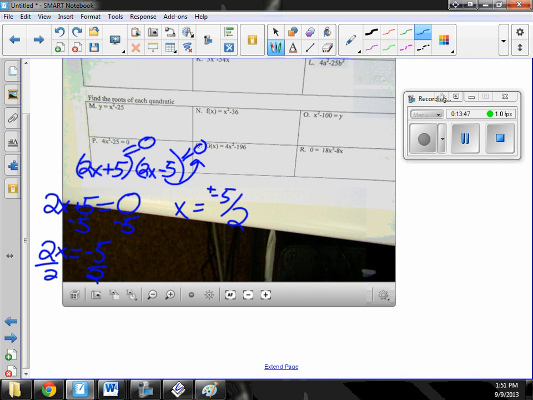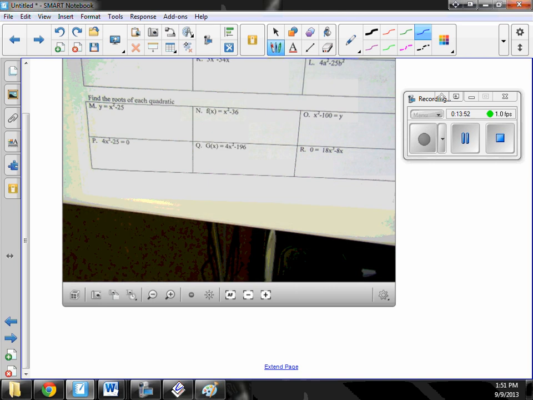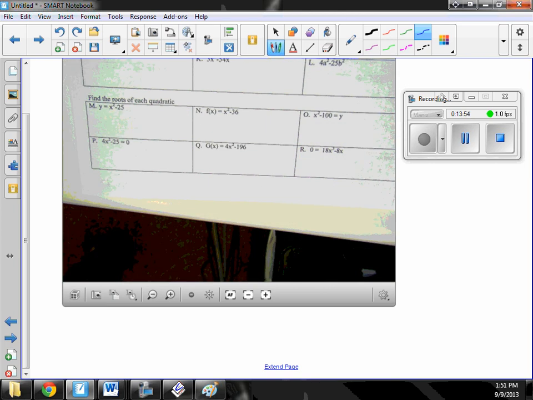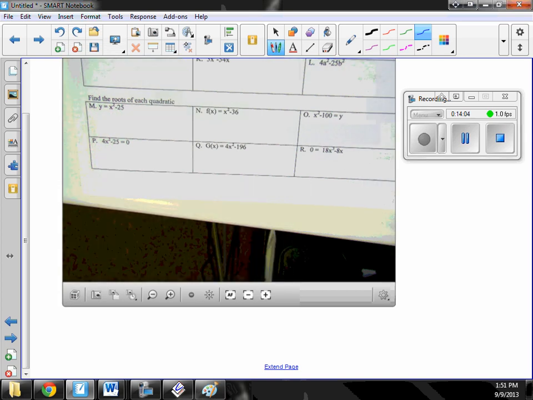Okay. Is 196 a perfect square? What is it a perfect square of? 14. So this is 2x minus 14 and 2x plus 14.